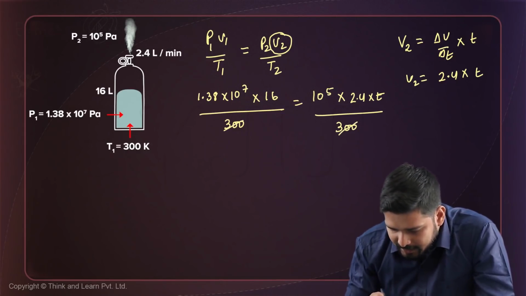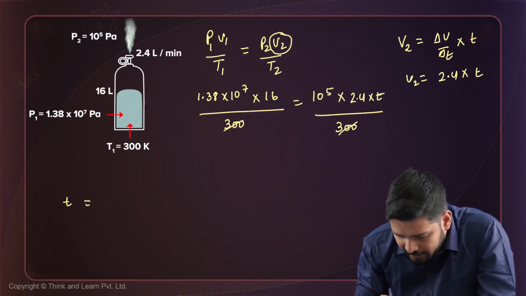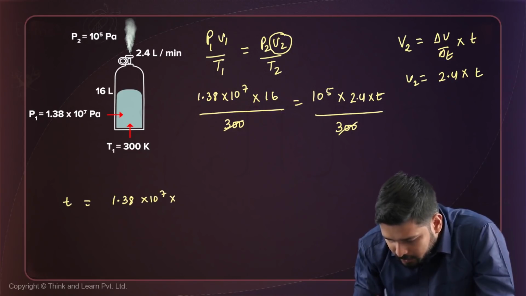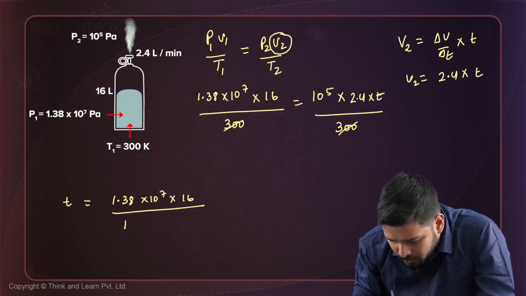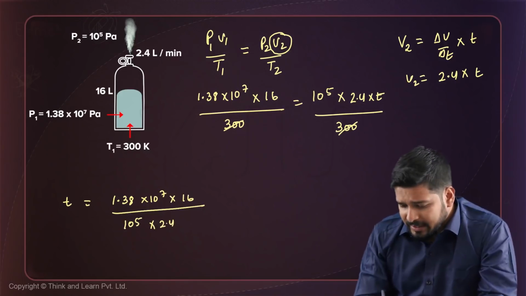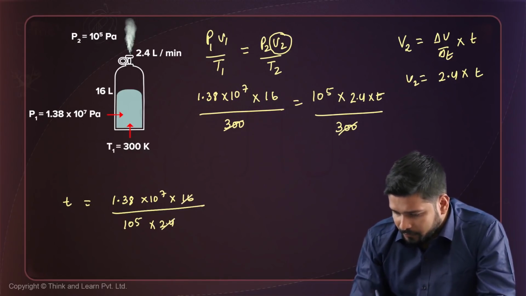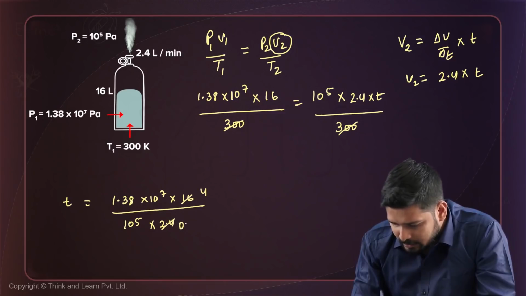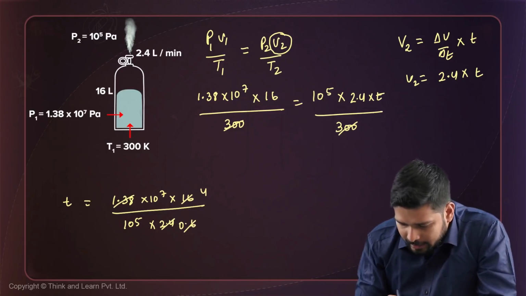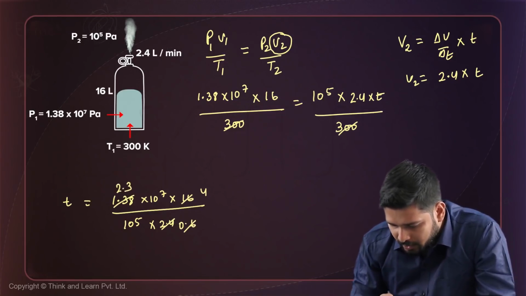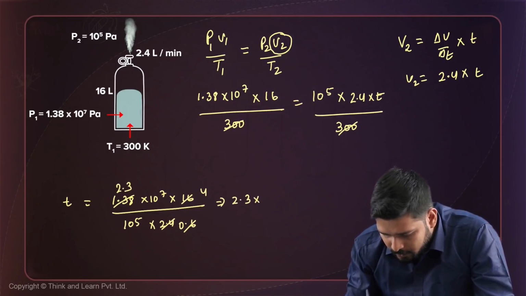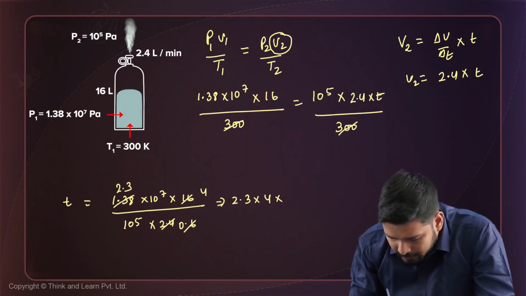This 300 gets cancelled, and if I write the expression for T, I can get this as 1.38 into 10 to the power 7 into 16 divided by 10 to the power 5 into 2.4, right? So now if I just cancel this 16 and 2.4, I get 4 times, this is 0.6 times. Now this 0.6 times, I can cancel this with 1.38 and I'll get 2.3, right?